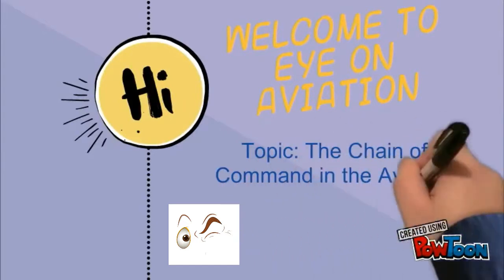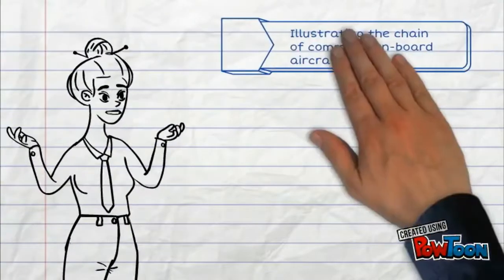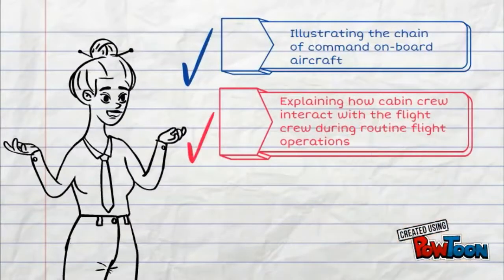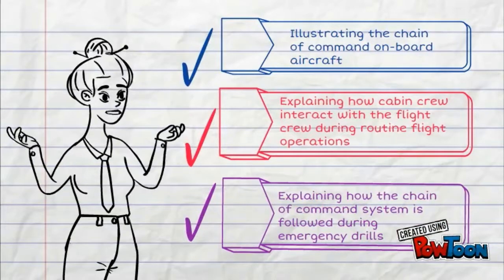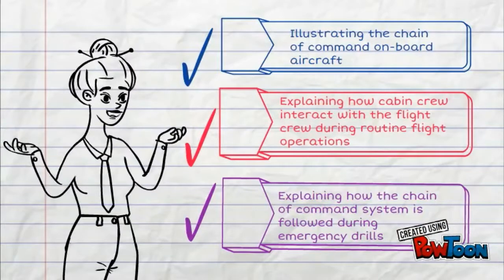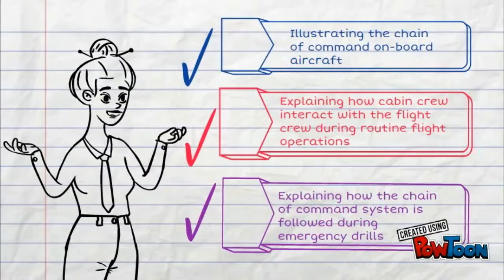Our topic today is the chain of command in the aviation industry. We will be doing three topics. 1. Illustrating the chain of command on board aircraft. 2. Explaining how cabin crew interact with the flight crew during routine flight operations. 3. Explaining how the chain of command system is followed during emergency drills.